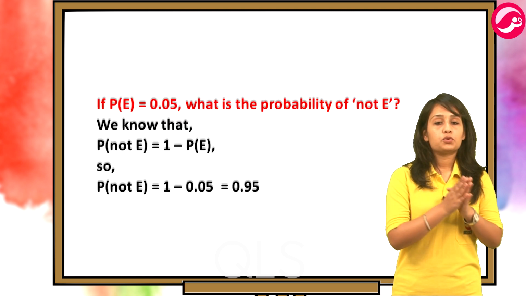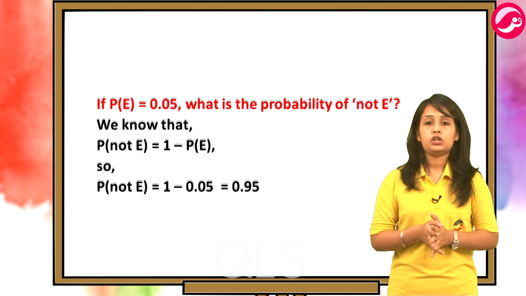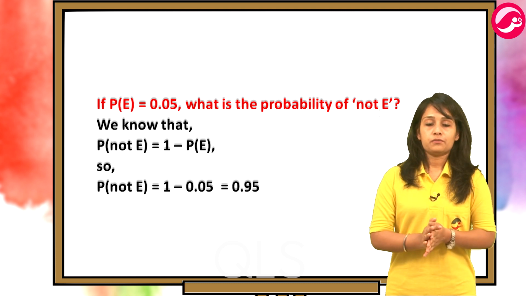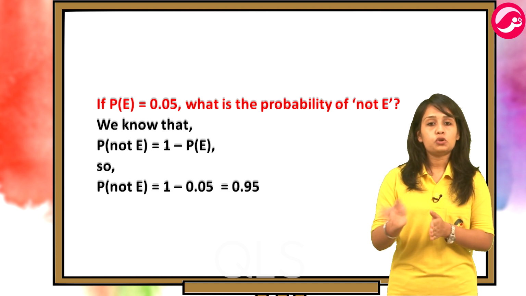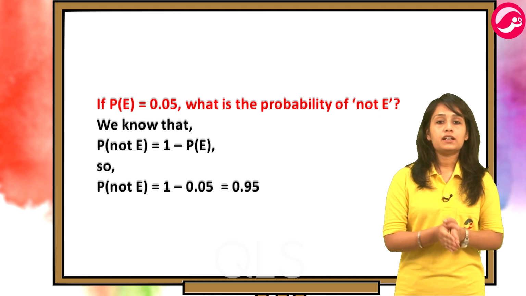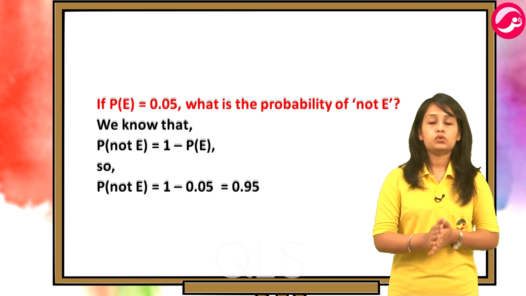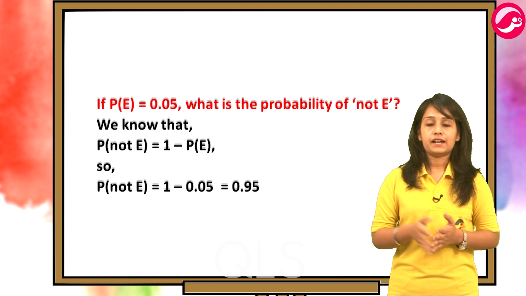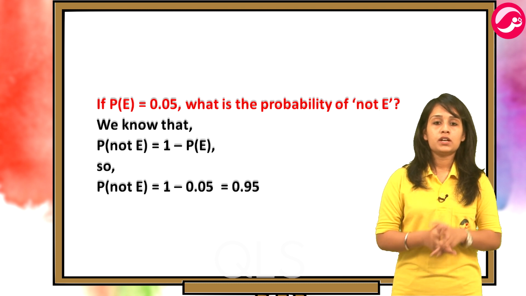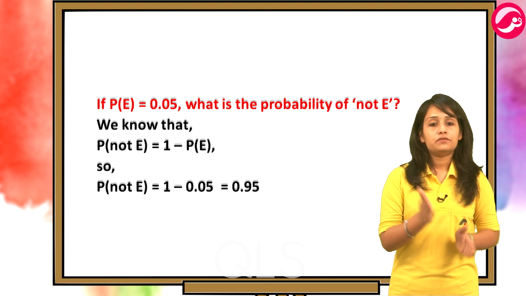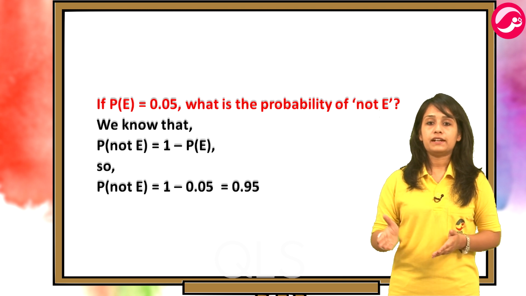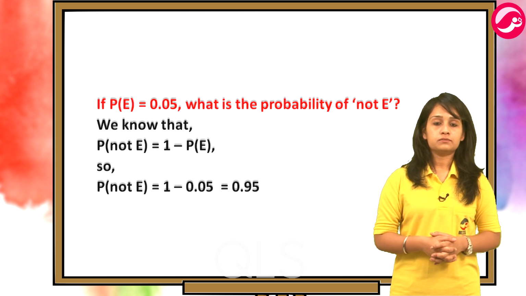Okay, if probability of E, that is P of E, is equal to 0.05, then what is the probability of not E? So we know that probability of not E is equal to 1 minus P of E, that is probability of E. So P of not E equal to 1 minus 0.05, that is 0.95.